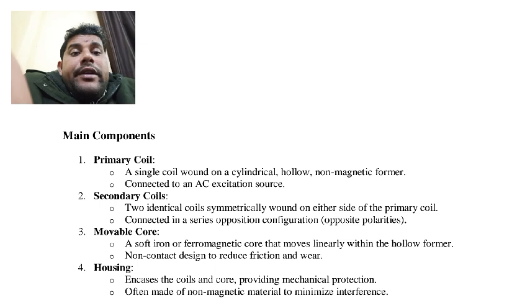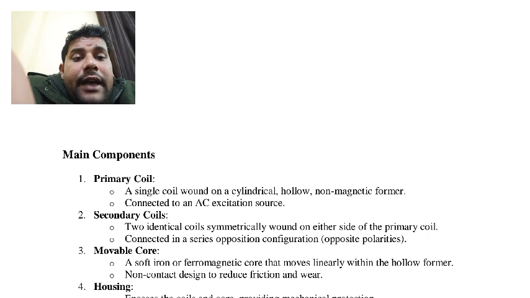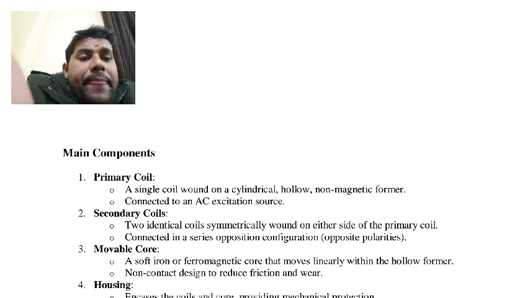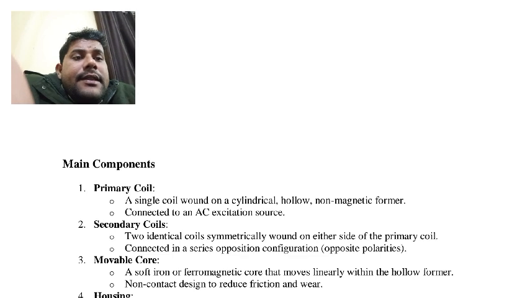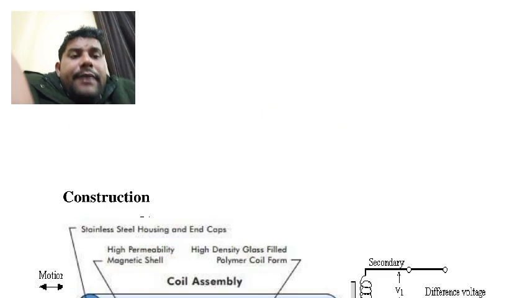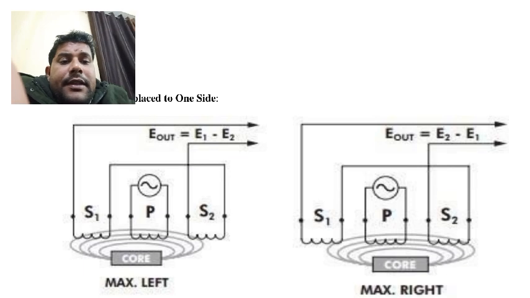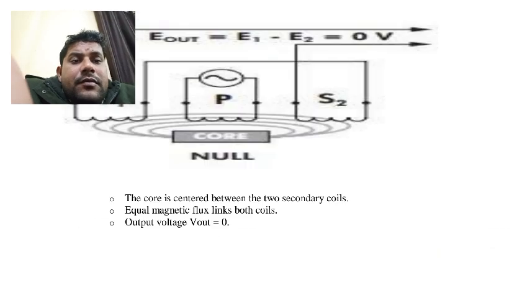So the main components. First, the primary coil: a single coil wound on a cylindrical non-magnetic material, connected to an AC supply. In this diagram, we can see this is the primary coil and this is the secondary coil. Primary and secondary are connected in phase opposition.